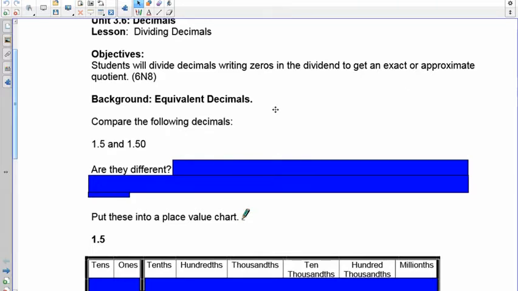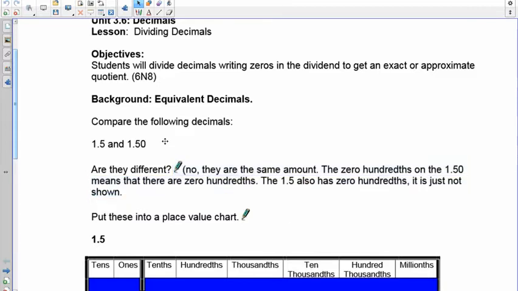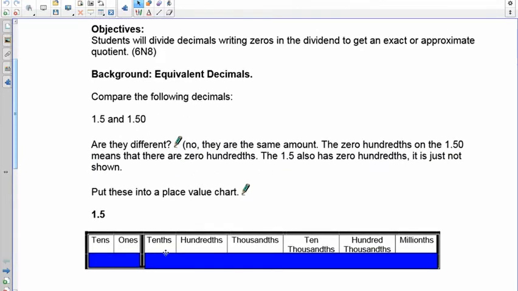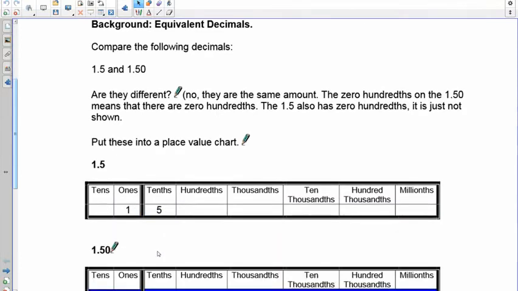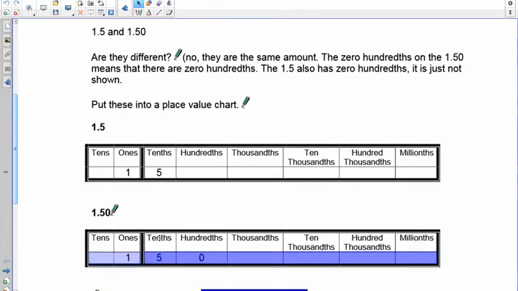called equivalent decimals. So I'm going to give you 1.5 and 1.50. The question I want to ask you is, are they any different? Well, you should know from before that no, they're not. These are what are called equivalent decimals. They both have 5/10. If you look down here, you can see here's 1.5, you'll see 5/10. And if you go down here, this one also has 5/10.